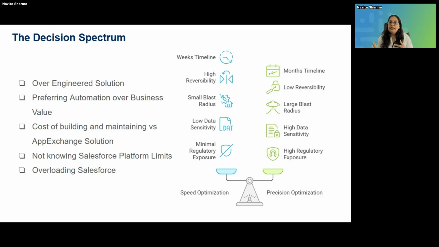Similarly, the cost of building and maintaining AppExchange packages. I understand many of the decisions are not just for the architects. It's about cumulative decisions. Many times Salesforce gets involved. Many times they also keep selling their products and they say that now you use this, or maybe they keep recommending some of the AppExchange products also. Now again, weighing it out.